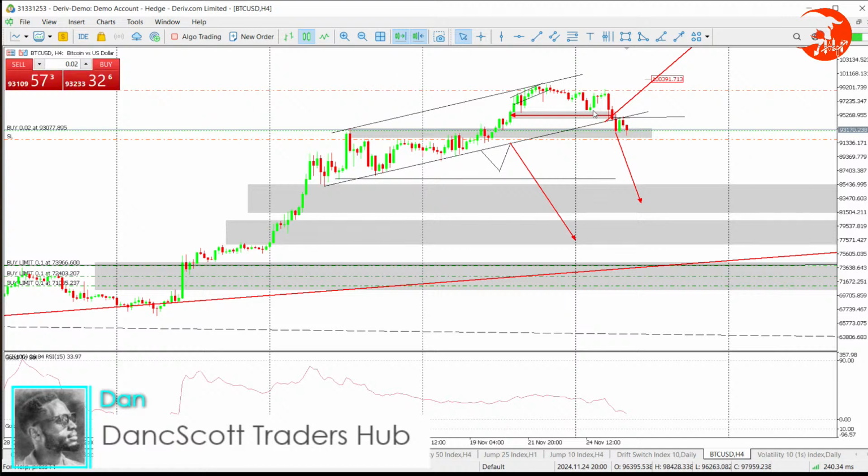Why? Because here we had seen this kind of change of character. Now we are looking at buying, and we've reached our break of structure level, and yeah, that's what we will be looking for. So that is it for BTC.